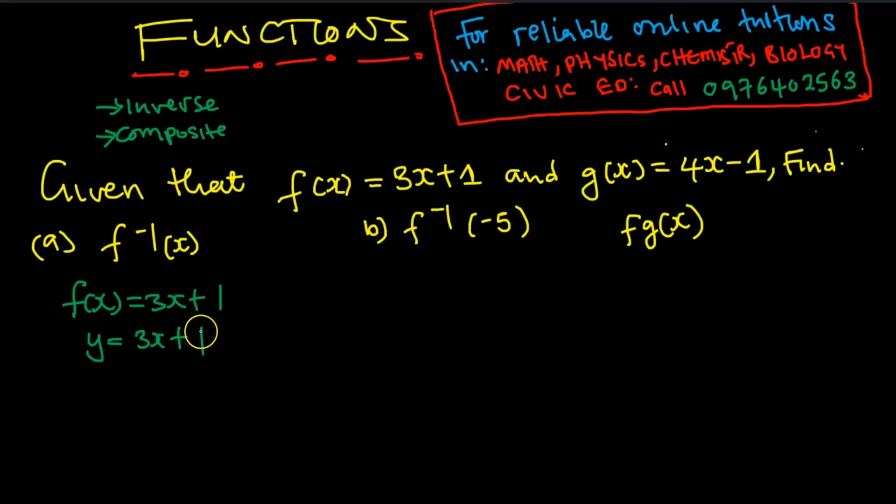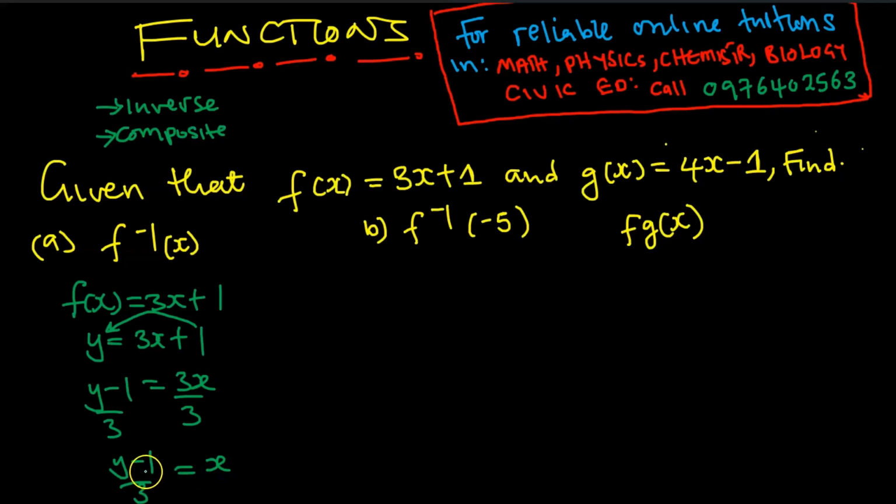Right, so what are we going to do? We shift the 1 to the other side, or we can use the concept of additive inverse, where the additive inverse of positive 1 is negative 1, and we subtract it on the other side. So we have y - 1 = 3x. To make x the subject of the formula, we divide by 3. So we have (y - 1) divided by 3 = x.